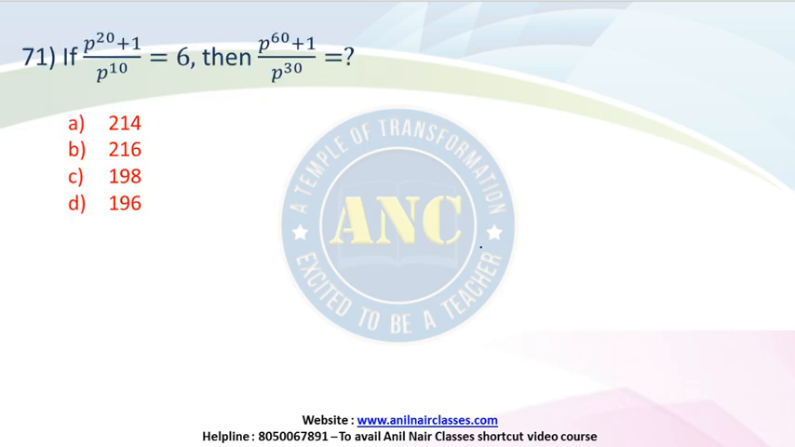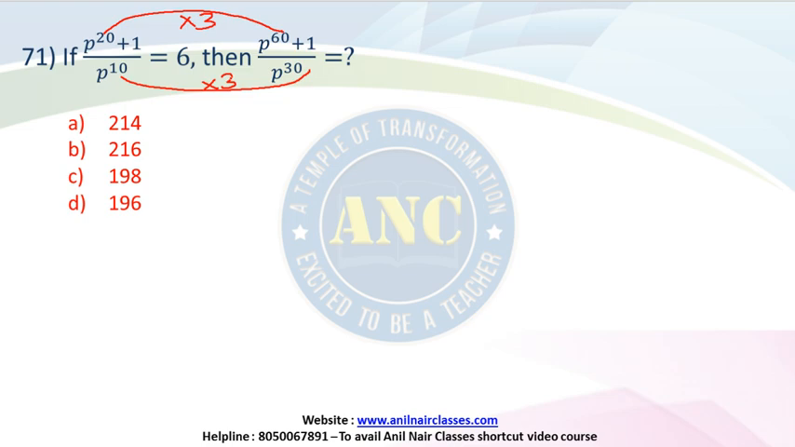See the next question. Question number 71. Sir, you don't even have to put your pen on your paper. If you have understood, you can directly solve it. See here. 20 is becoming 60, multiply by 3. 10 is becoming 30, multiply by 3. Sir, but it is not in the standard format, right?